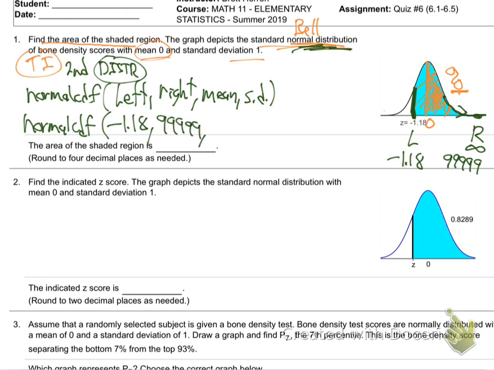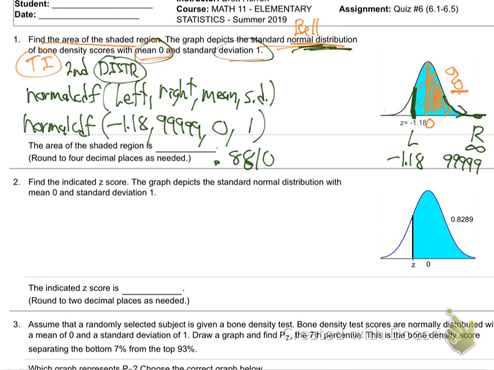So left edge, right edge, mean, what's the mean? 0. And standard deviation, 1. There we go. Hit the buttons on your calculator. You'll get 0.8810. That's the answer to number 1.